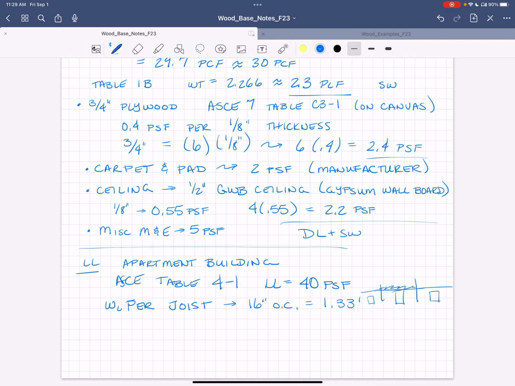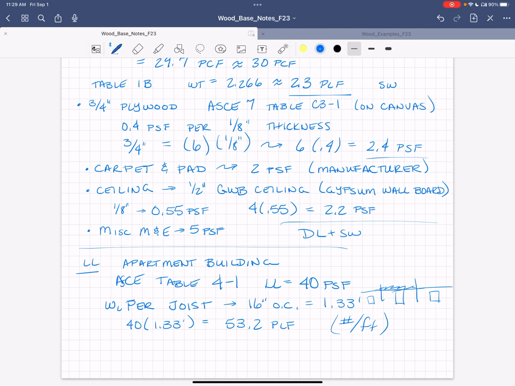Okay, so at 40 times 1.33 feet, I get 53.2 pounds per linear foot, right? Pounds per linear foot is what I'm doing with the PLF thing. I know some of you, this is old news. It depends on if you've had me for class. It depends on how many design classes you've had.